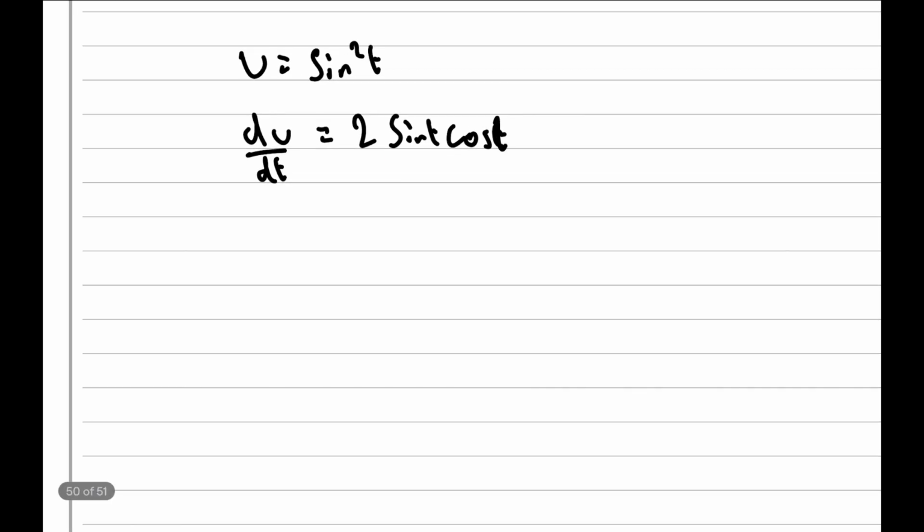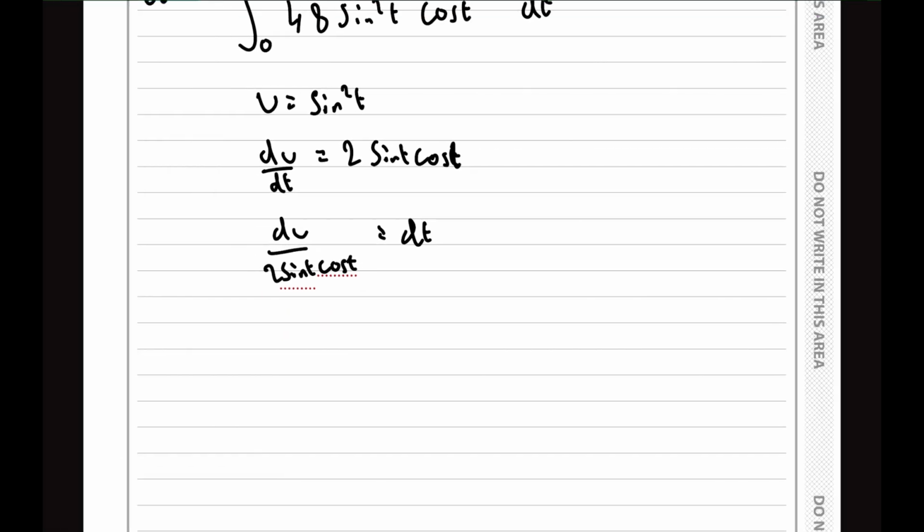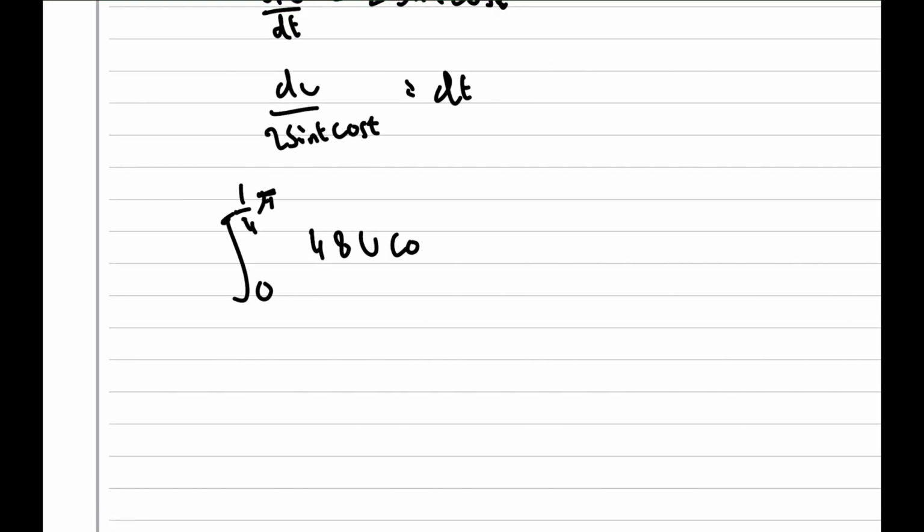So now rearrange for dt. So du over 2 sine t cos t is equal to dt. Now if I plug this back into our integral, well, we're left with what? 1 over 4 pi, 0 and then 48 u cos t times by du over 2 sine t cos t. And you can immediately see the cos t's, they just cancel out, right?